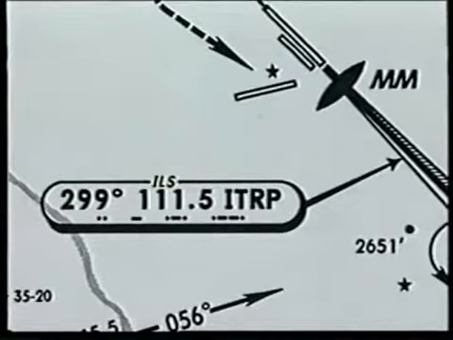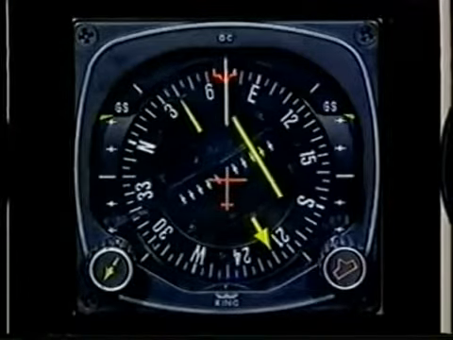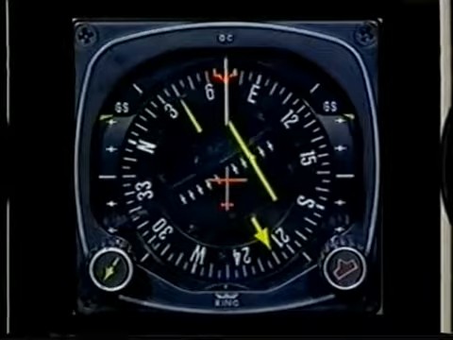If the facility is a localizer, ILS, LDA, SDF, or MLS, the nav aid information is enclosed in an oval. On localizer back course approaches, the front course is also included for aircraft with HSI equipment. By setting in the front course, the HSI displays normal sensing.